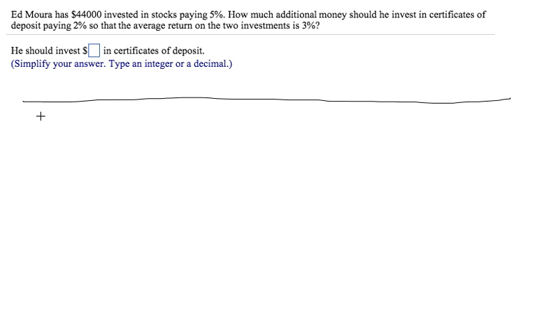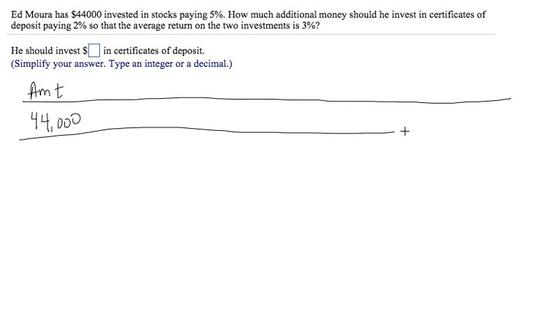So in the first account, I'll just put amount here, he's got $44,000. And that is invested at an interest rate of 5%. So I'm just going to put 0.05. It doesn't really matter whether you put 5% or 0.05 there, because this is just a way of organizing the information. You don't have to write it out in a chart, but I think it helps some people see it, including myself. Okay, so that's what we know so far.